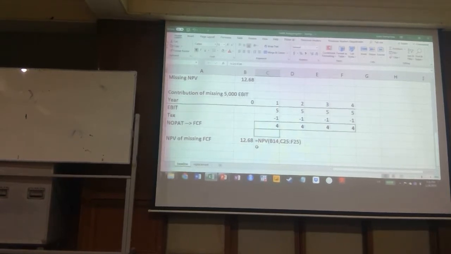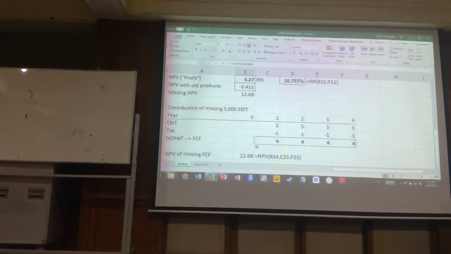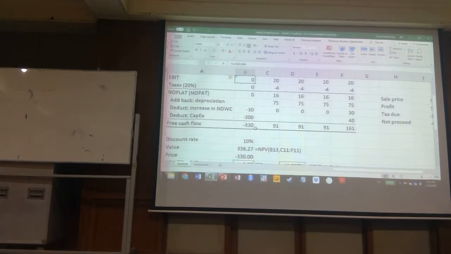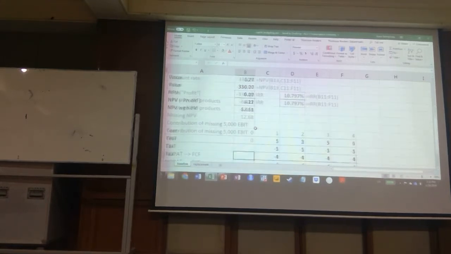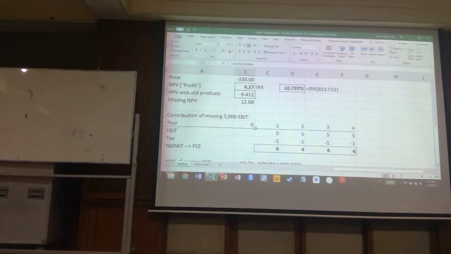So if we add the 12.68 to the original minus 6.411, we would have gotten 6.27 as well. We could get this number here in 2 ways. The first way is go back, rework the spreadsheet to the new numbers and arrive at a conclusion here. It turns out my cash flow is higher, so my NPV is now 6.27 instead. The second method is to stick with the old number, minus 6.411. That was the original plan the consultant proposed.